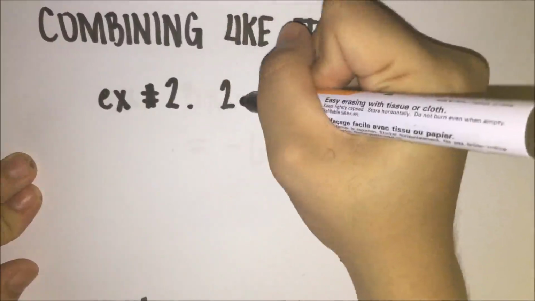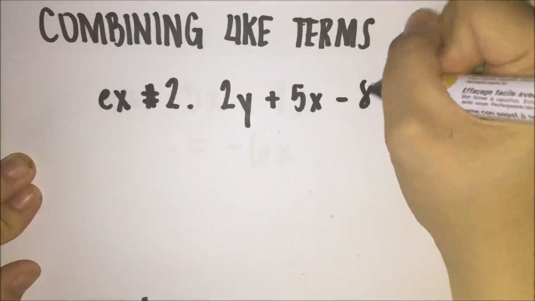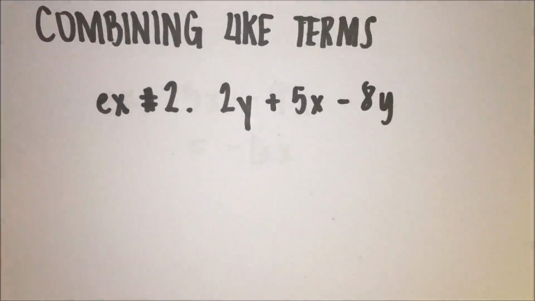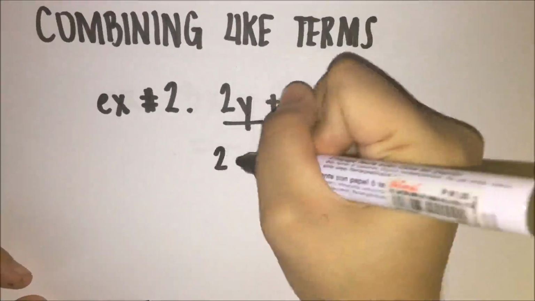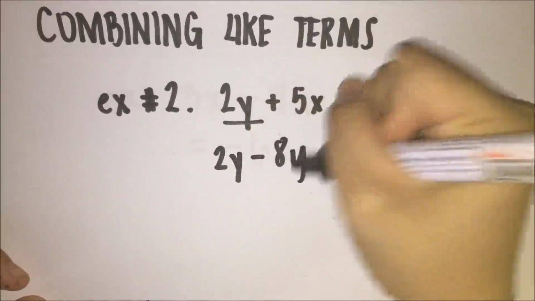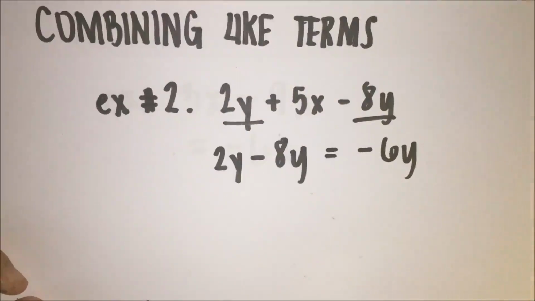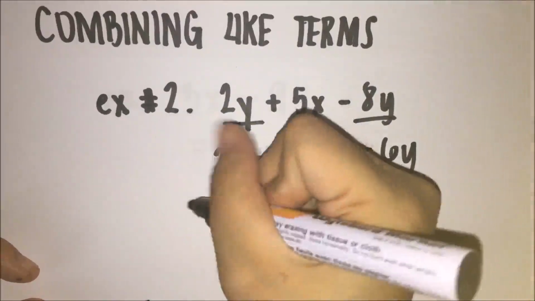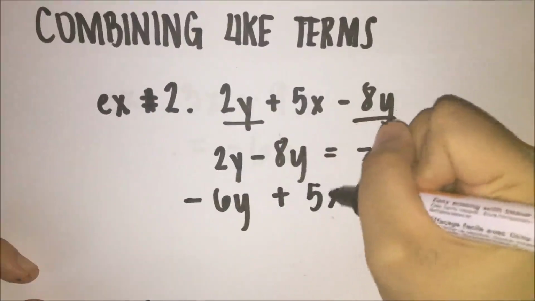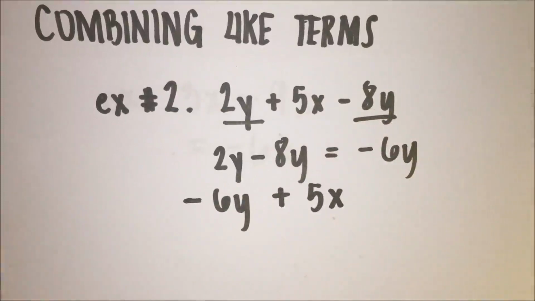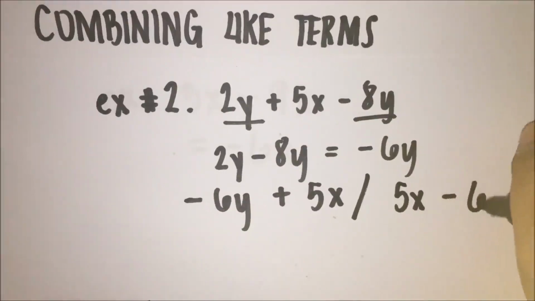Example number 2, we have 2y plus 5x minus 8y. Combine the like terms, the 2y and the negative 8y. So 2y minus 8y equals negative 6y. So this expression simplifies to negative 6y plus 5x. This expression can also be 5x minus 6y.